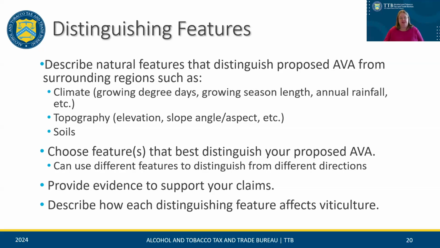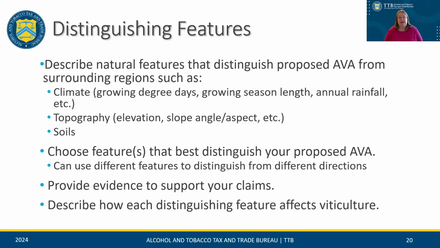The next section of your petition that we're going to talk about is the distinguishing features, and this is going to perhaps be the meat of your petition. In this section, you're going to describe the natural features that distinguish your proposed AVA from the surrounding regions. Examples could be climate, like your growing degree days, or the growing season length, or the annual rainfall. You could also talk about topography, such as the elevation, or the slope angle or slope aspects. And you can also talk about soils. But you should choose the feature or features that best distinguish your proposed AVA. And yes, it is possible to have an AVA with only one distinguishing feature.